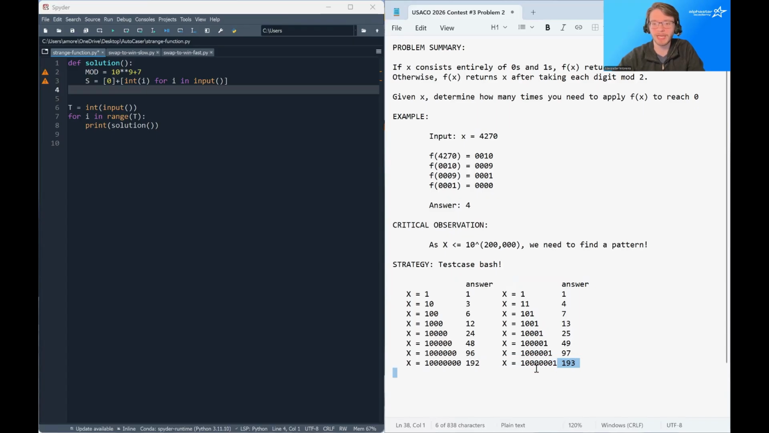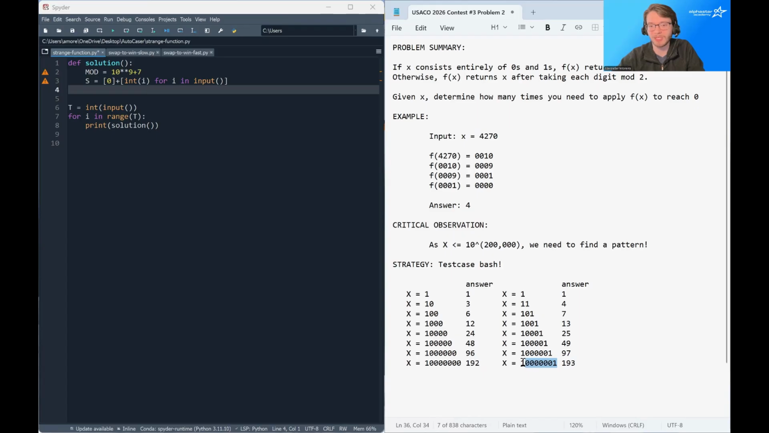However, what you'll notice is when I add a 1 at the end, the operation count is 1 larger than when I add a 0, right? So when I go from, let's say, 1 million to, let's say, 10 million and 1, instead of going from 96 to 192, it's now going from 96 to 193. So when I add a 1 at the end, it seems to be doubling and adding 1. Why does that make sense?